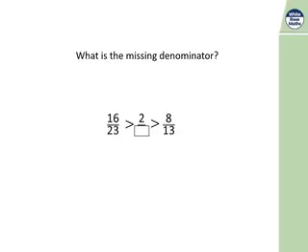How are we going to tackle this problem? What is the missing denominator? We've got 16/23 is greater than 2 over a mystery denominator, which is greater than 8/13. Looking at the denominators, it's hard to see a relationship between 23 and 13. But between 16, 2 and 8, we can see we can easily convert 2 of the fractions so the numerator is 16. Let's do that.